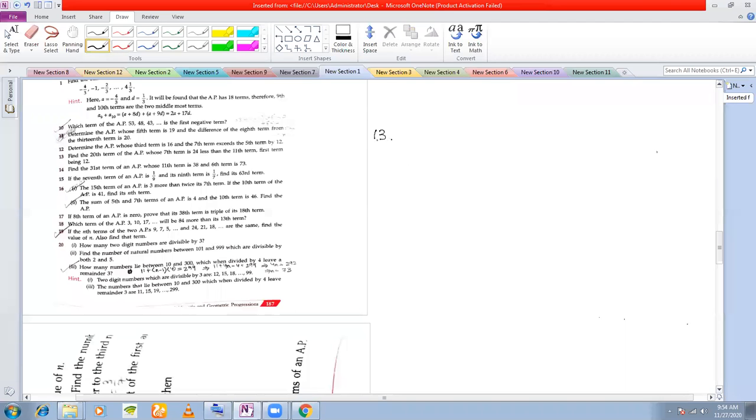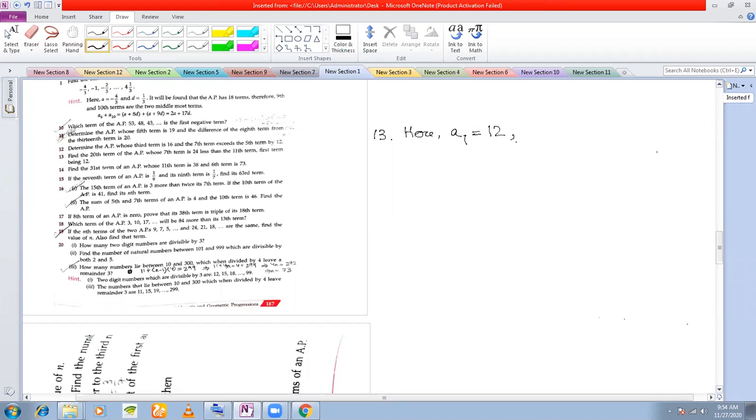Number 13. Let's read the problem. The problem states: find the 20th term of the AP whose seventh term is 24 less than the 11th term, first term being 12. So here, what all is given? First term A1 is given to be 12.